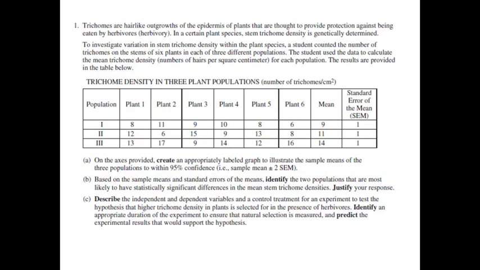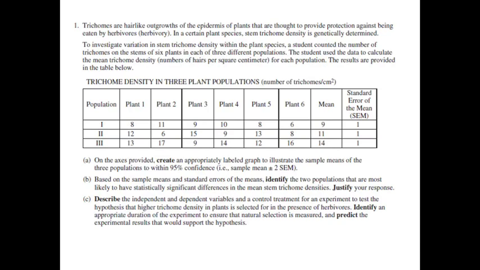Here's an FRQ that deals with error bars and standard errors of the mean. This came off the AP exam just a few years ago. It says, trichomes are hair-like outgrowths of the epidermis of plants that are thought to provide protection against being eaten by herbivores. In a certain plant species, stem trichome density is genetically determined.